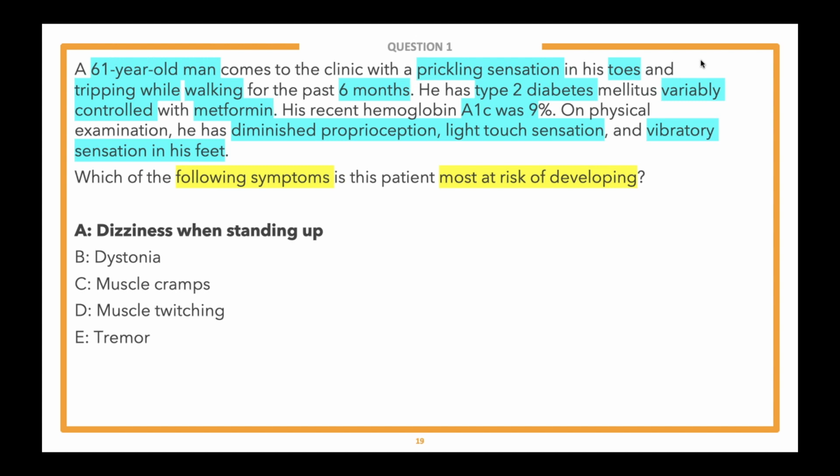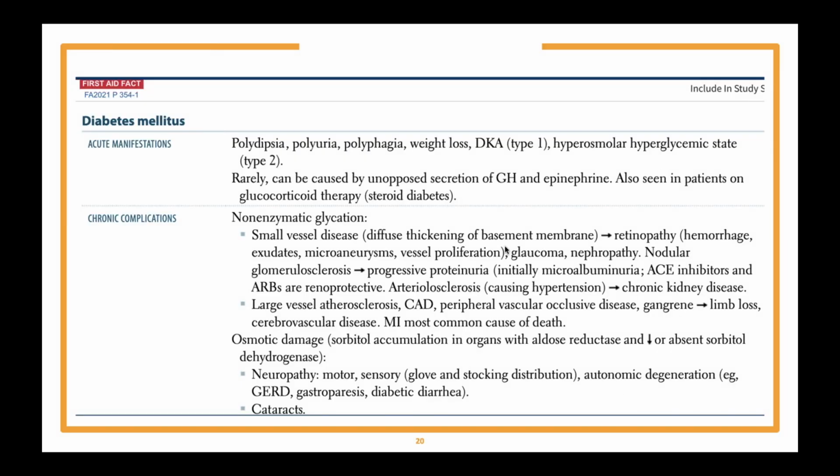So let's go ahead and take a look at the next slide. Sean has gone ahead and pulled up a nice table in First Aid on diabetes and some of those chronic complications, okay? You can see there that one of the chronic complications at the very bottom due to osmotic damage is neuropathy. You can get motor neuropathy, sensory neuropathy, okay? One of the other things is also autonomic neuropathy or autonomic degeneration, okay? So nerves of the autonomic system can also be affected. One of those could potentially lead to postural hypotension, okay?